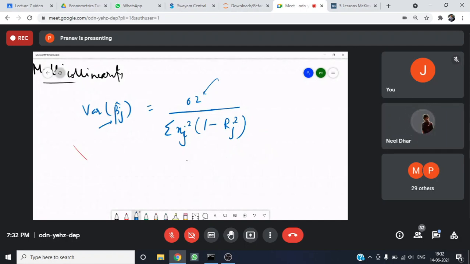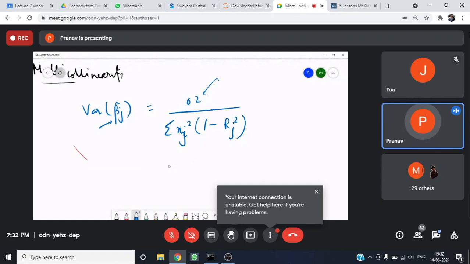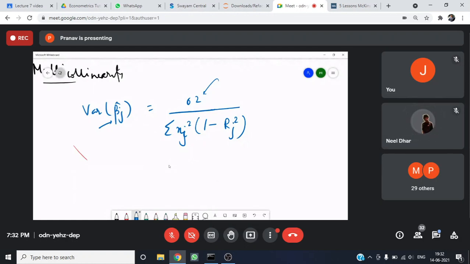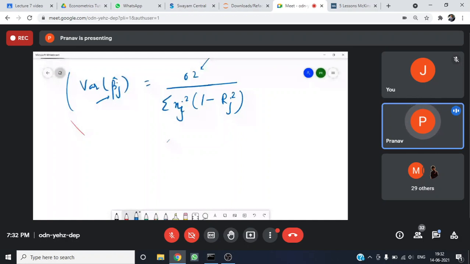Could you please repeat those? I couldn't catch all of the variables and alphabets. I'm so sorry. Yes, I'll do that. Neil, this is just based on this. First of all, let me write the formula here.